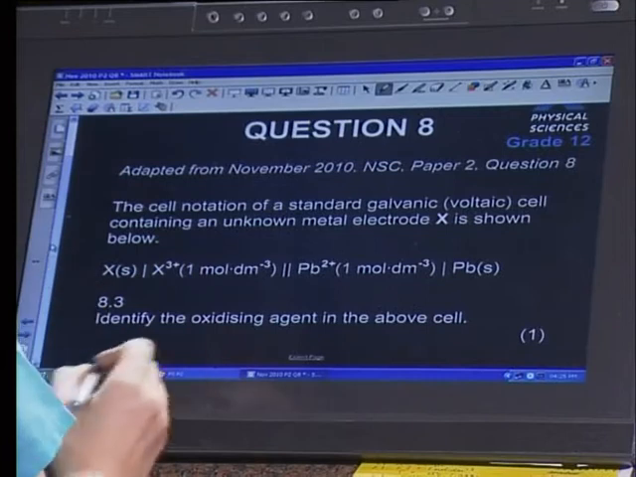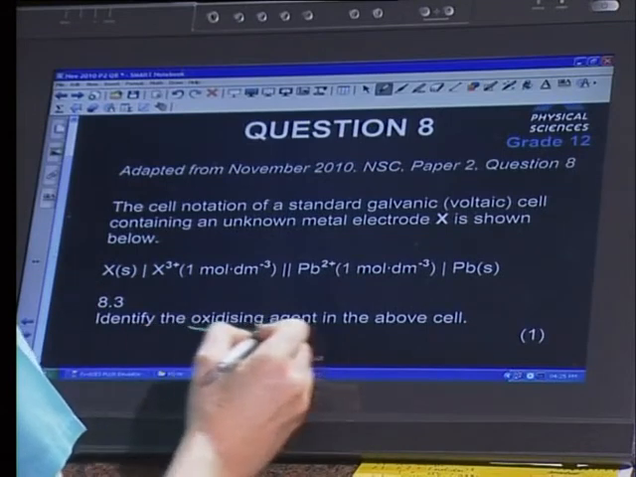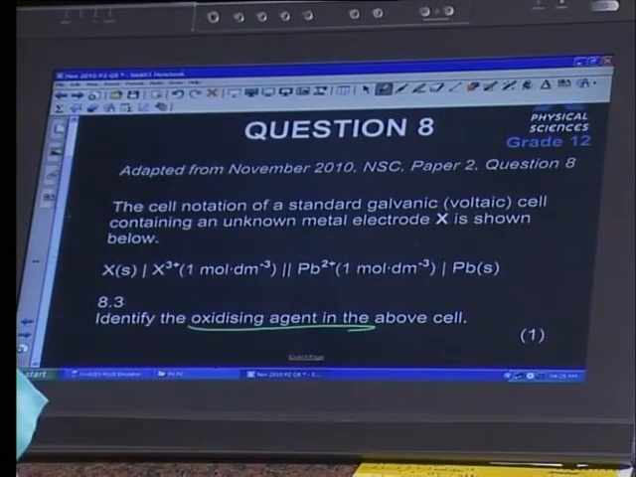Okay, question 8.3. They want us to identify the oxidizing agent in the above cell. Now remember, there's a whole list of acronyms that we can use to help us remember which one is the oxidizing agent, which one is the reducing agent, or at which electrode do we have oxidation, or at which electrode do we find reduction.